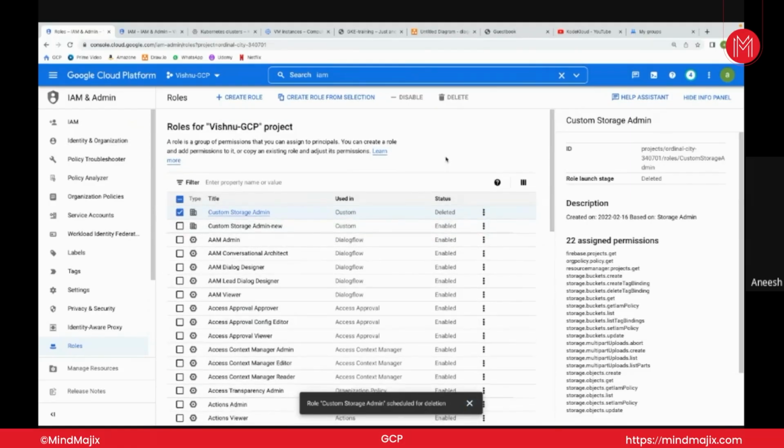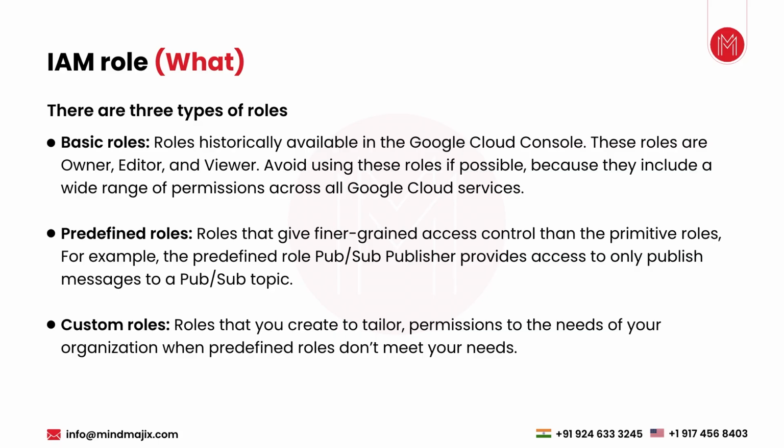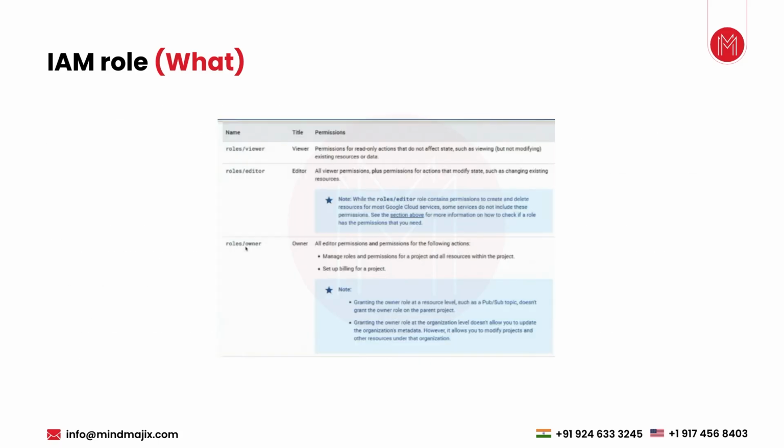Three types of role. First one is basic roles. Second is predefined and custom. So roles are a collection of permissions. You can see the group of permissions. Three types of roles: basic, predefined, and custom roles. These are the basic roles: viewer, editor, and owner. Editor is self-explanatory. Owner has all editor permissions plus managing roles and permissions under IAM, and also setting up the billing account of the project.